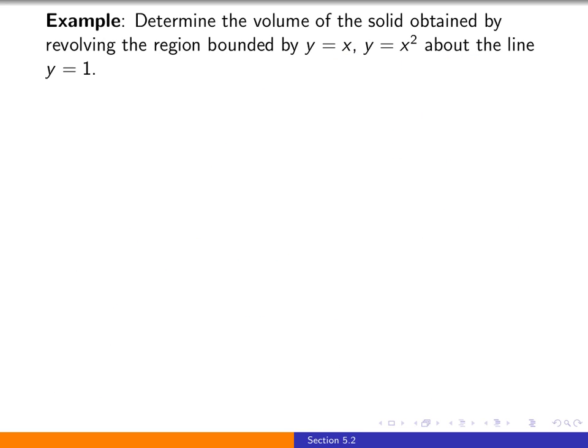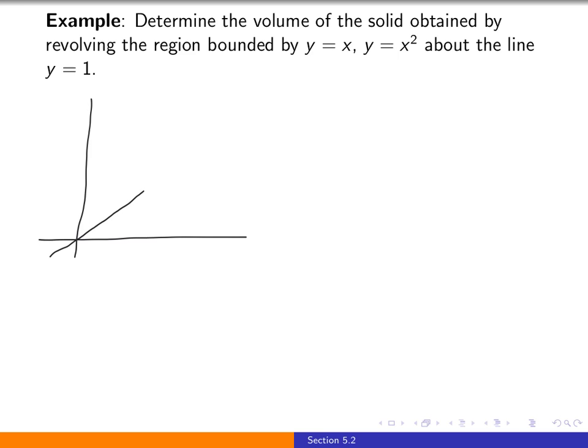So, one last example using the washer method. Let's determine the volume of the solid which is obtained by rotating a region now about a line other than the x and y axes. So we're going to look at the region enclosed by y equals x and y equals x squared.